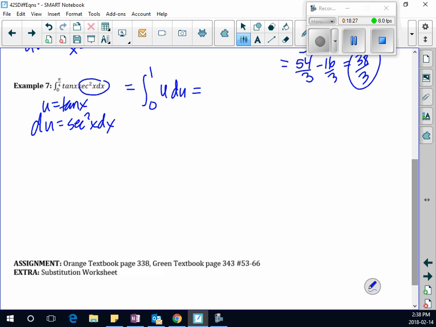So this is 1/2 u to the power 2 from 0 to 1. So this is 1/2 times 1 squared minus 1/2 times 0, which is just 1/2.